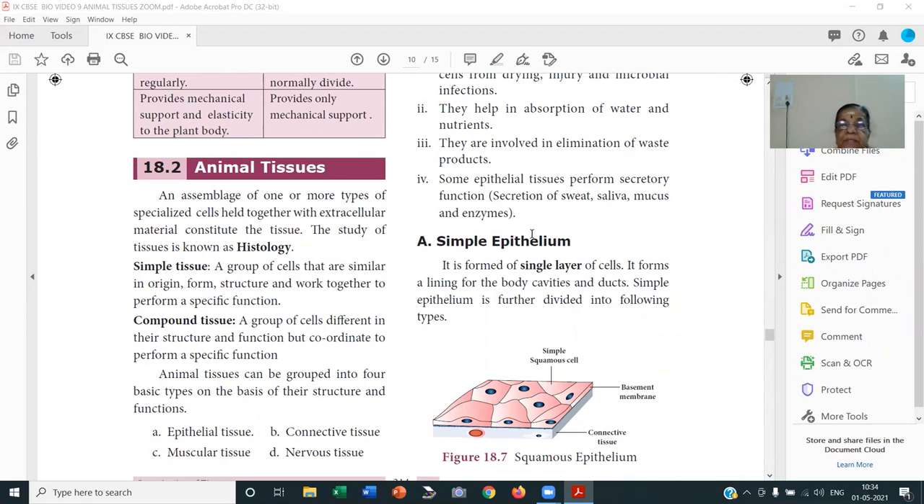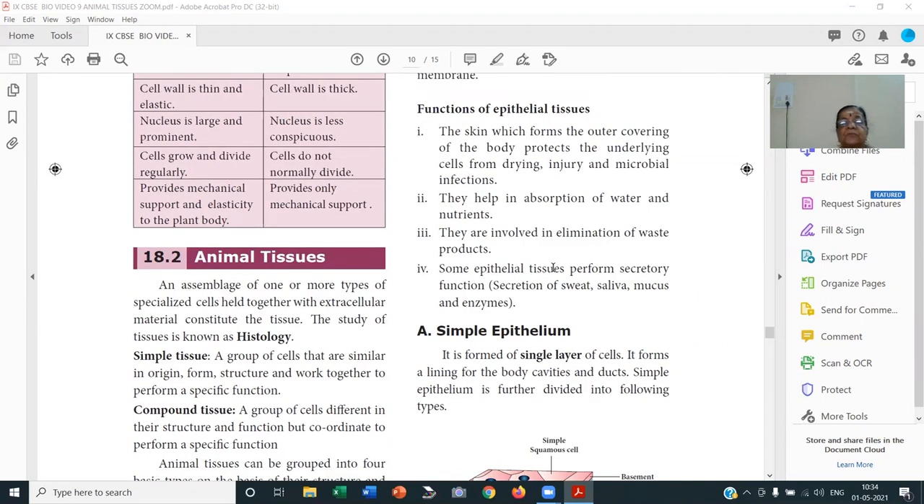Another simple epithelium is formed of single layer of cells.